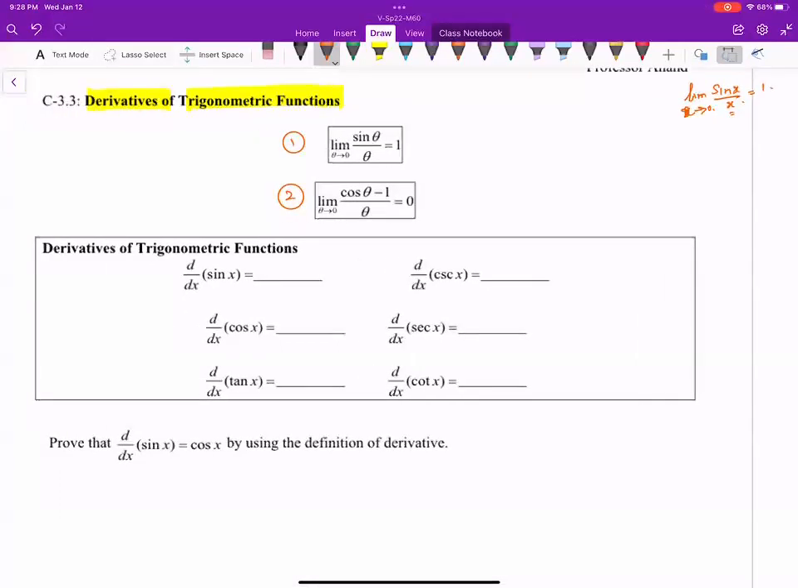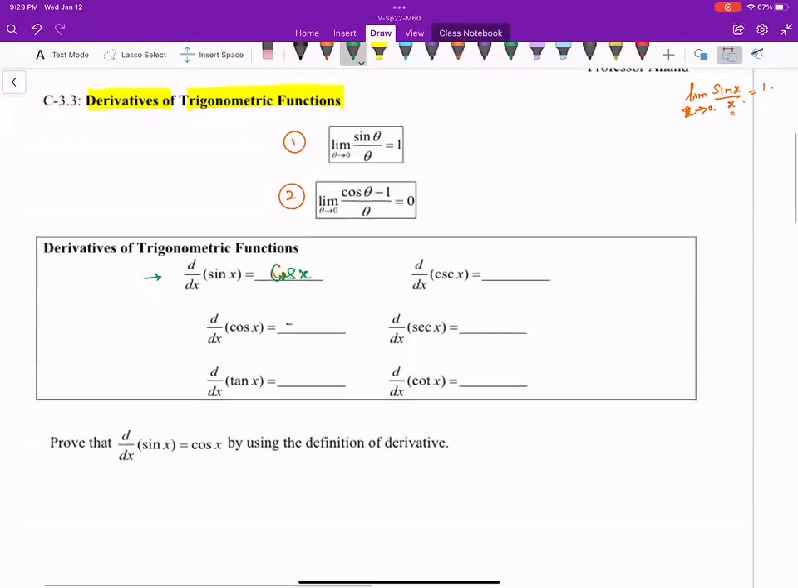Derivatives of trigonometric functions. The derivative of sine x is cosine x. We have even seen this one in a problem in chapter 2. We actually drew the derivative graph of sine x in section 2.8 to be specific, and we found that the derivative graph of the sine graph looked like a cosine graph. So we did this graphically. Now we are going to do this using definition 1 or definition 2 of the limits.